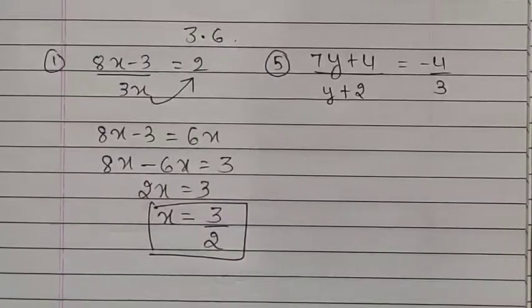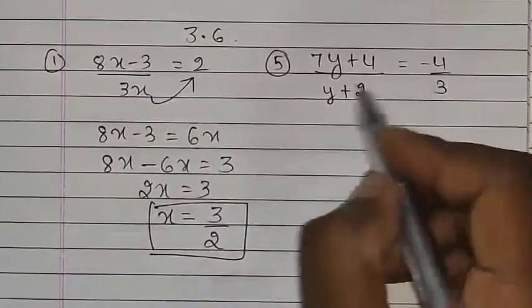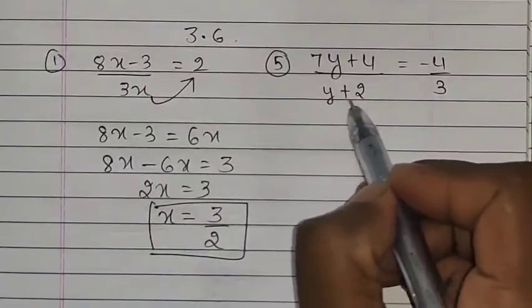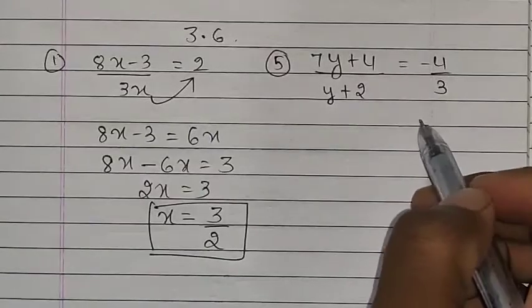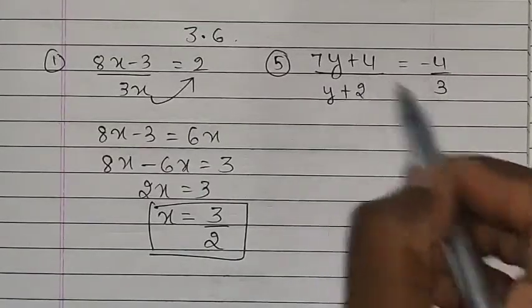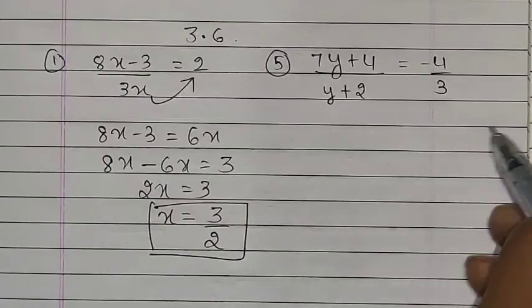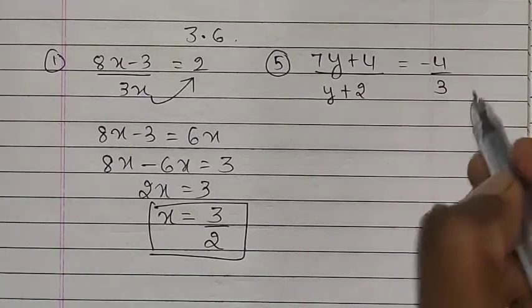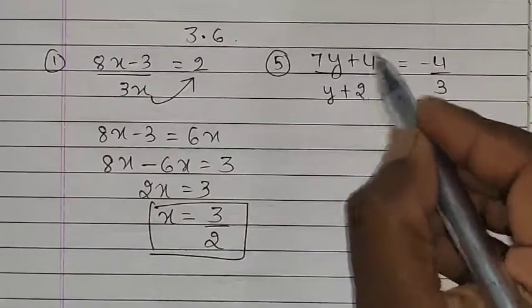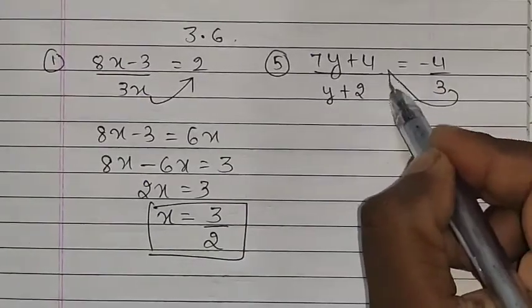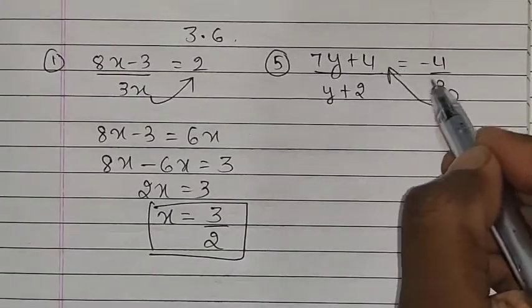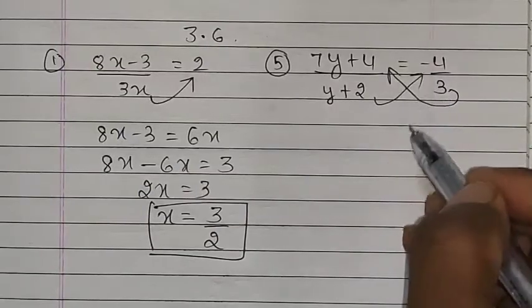Similarly, fifth one. 7y plus 4 divided by y plus 2 is equal to minus 4 by 3. I am just cross multiplying these two expressions so that it will convert into a linear equation, or in a single line only I will get the equation. I will multiply this whole expression by 3. 3 is multiplied with this whole expression and minus 4 is multiplied with this whole expression.